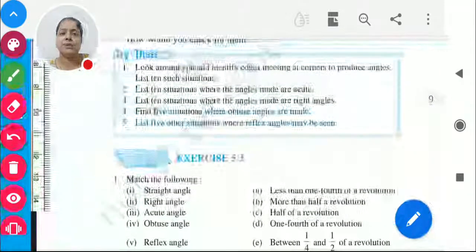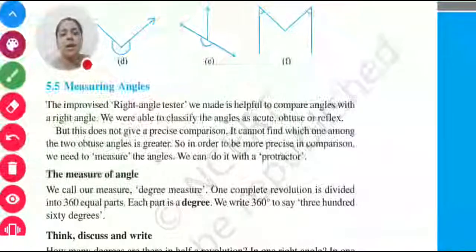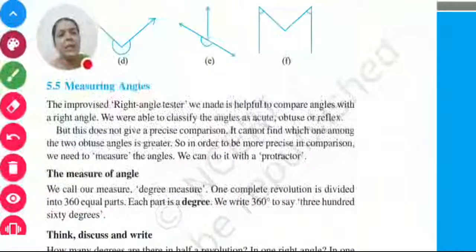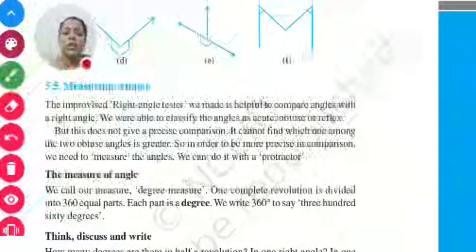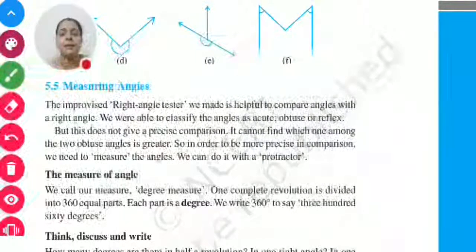So first, there are a few things which we need to focus on. This was exercise 5.3, which we had done. So here, next part, measuring angles. The previous part was related to how to form an angle, and how many kinds of angles there are. This chapter is about measuring angles, meaning how you can find the degree of the angle.